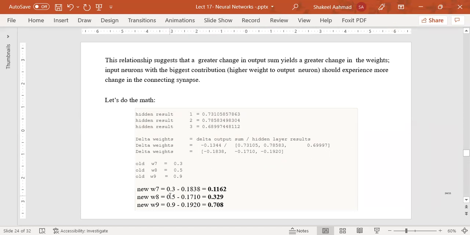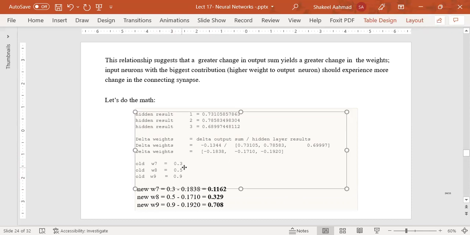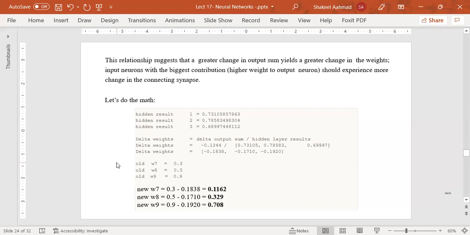To get the new weights, we need to add these values to the old weights. After addition, we will get 0.1162, 0.329, and 0.708. And these are the new values of weight 7, 8, and 9.